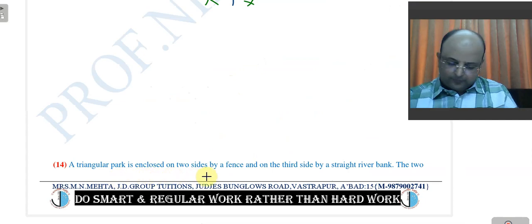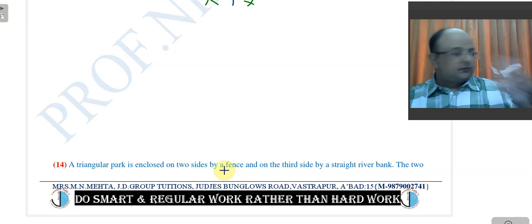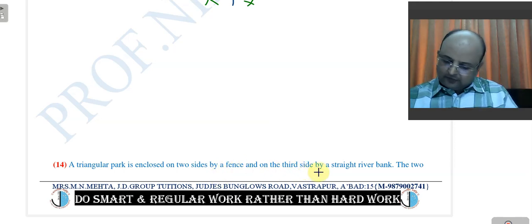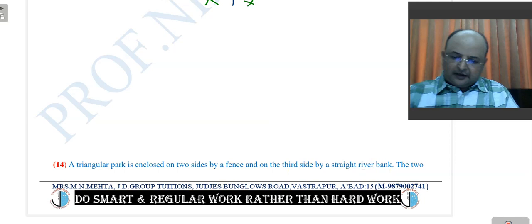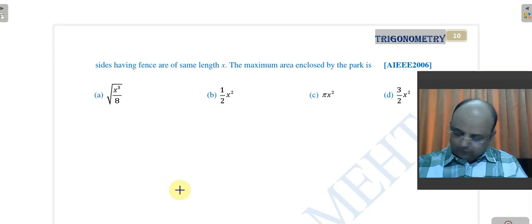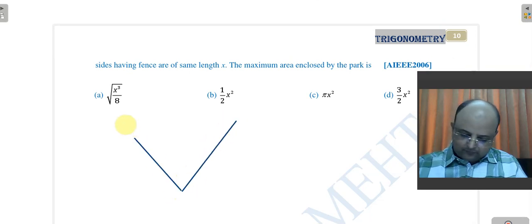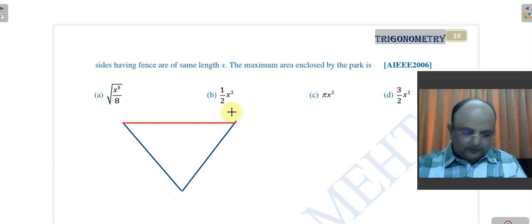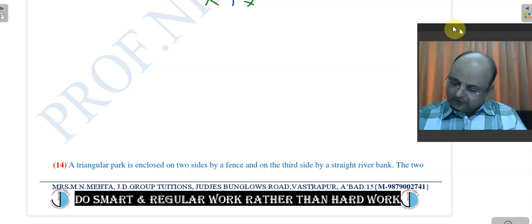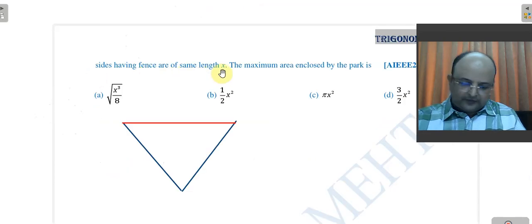A triangular park is enclosed on two sides by fence and the third side by a straight river bank. You have studied the maximum distance formula in height and distance examples. So I go for it. 2006 again. These are two sides of your garden, and the third side is closed by the river. The two sides having fence have the same length.